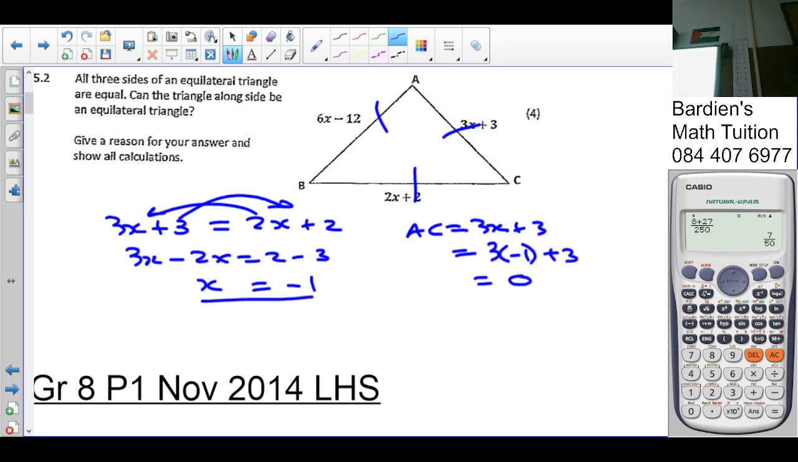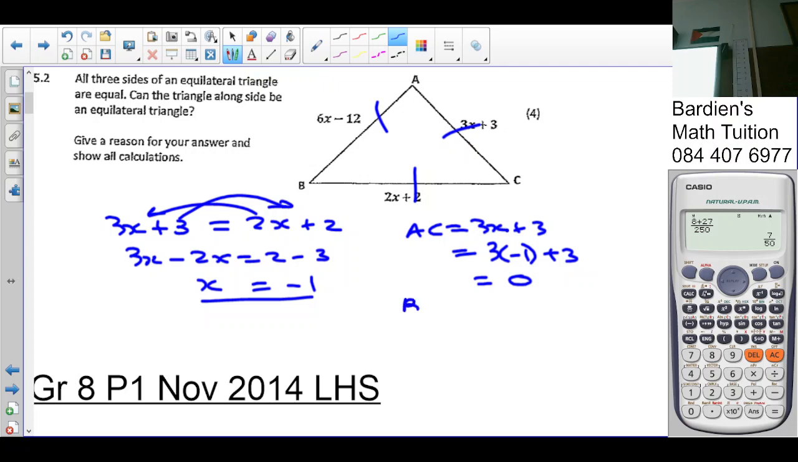You say, okay, can the length of AC be 0? No. If it's 0, it won't be a triangle, because there will be no length. Now let's act dumb and say, okay, we're ignoring that. Let's see if everything is 0. And yes, everything is 0.